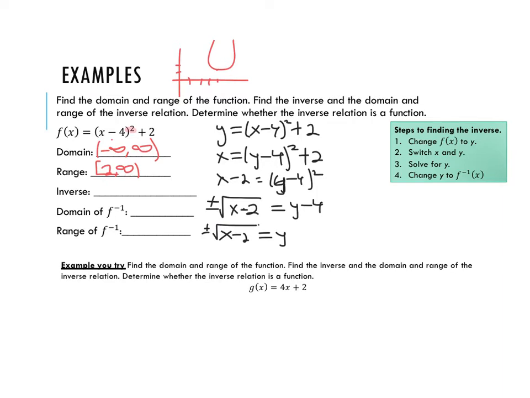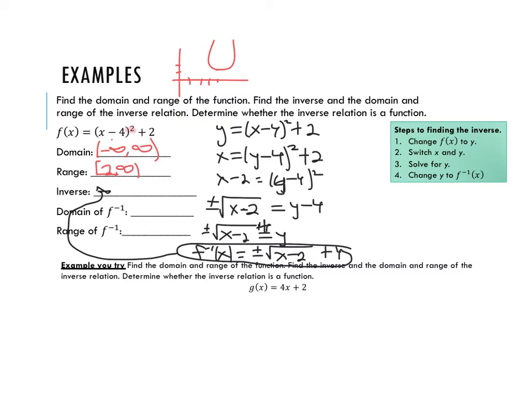Oh, I forgot my plus 4. Okay, so f inverse of x equals plus or minus the square root of x minus 2, plus 4. Make sure that plus 4 is not under the radical. And we're going to put that up here where it says inverse.